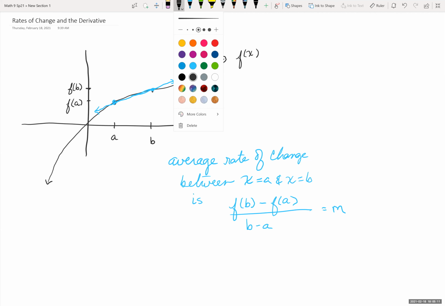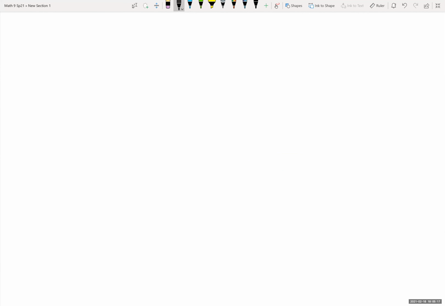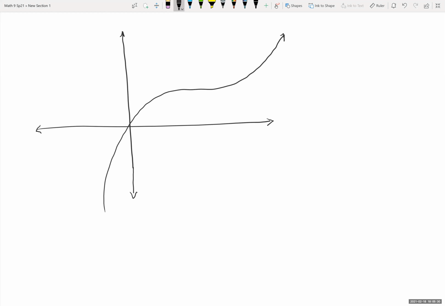So with calculus and with limits, we can now find the rate of change, or instantaneous rate of change, at any particular value. And so let's say, again, we have some graph f of x. We have some value here, a. And let's say we wanted to find the instantaneous rate of change right here. We want to know what is that slope at that particular point on that graph.